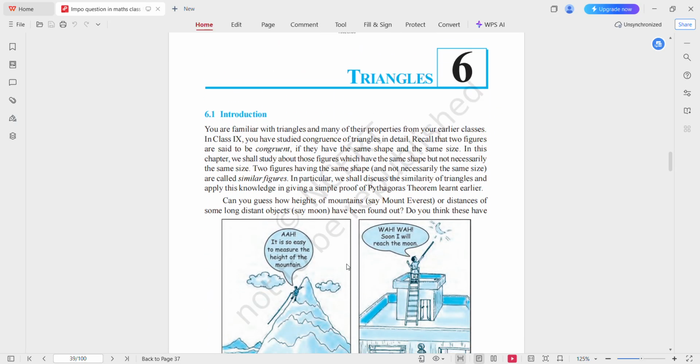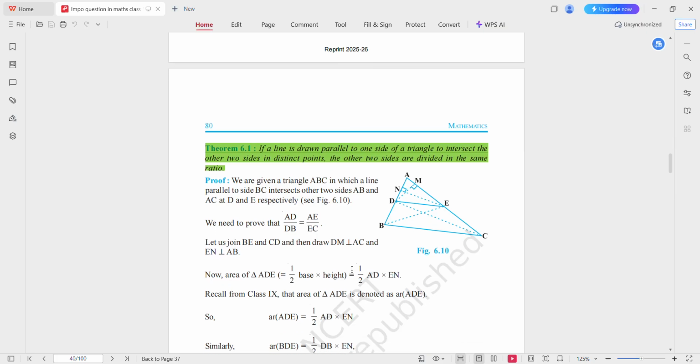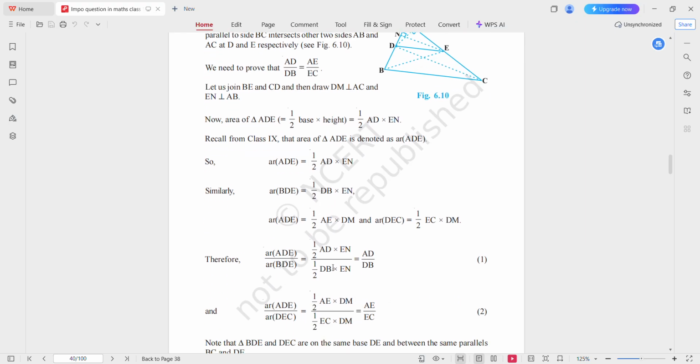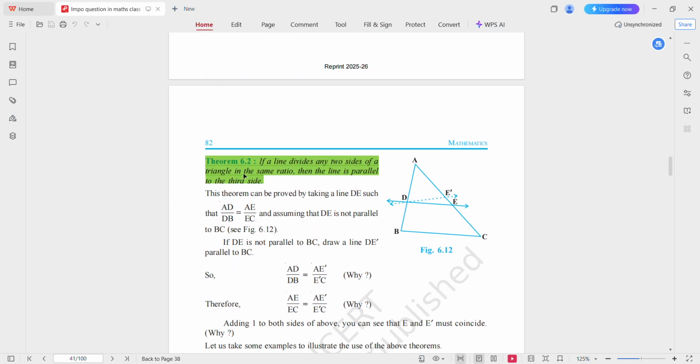And now coming to triangles. In the triangles chapter, if you consider theorem based questions, both triangles and circles are important. You will be getting a theorem based question from either one, but in the triangles chapter, studying only the statement is enough, no need for the proof.